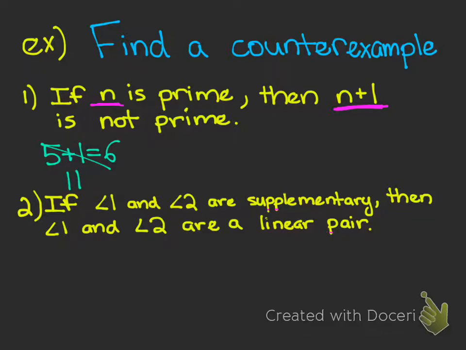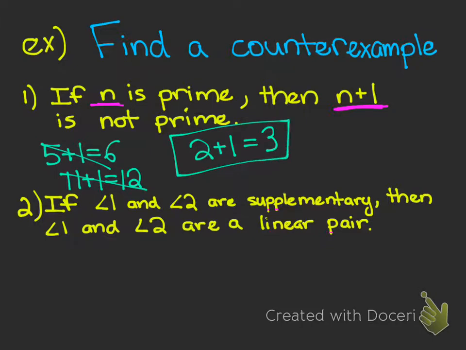What else? We have 11. 11 plus 1 is 12. That doesn't work either. So far, I've only been able to come up with one example where this is true. And this will be the only example that will prove it false. And that is the prime number 2. Okay, 2 is a prime number. 2 plus 1 is 3. 3 is also a prime number. So this is a counterexample. It proves the original statement false.